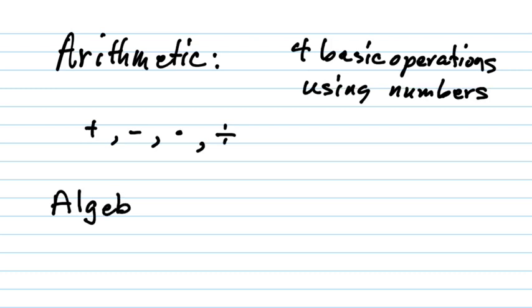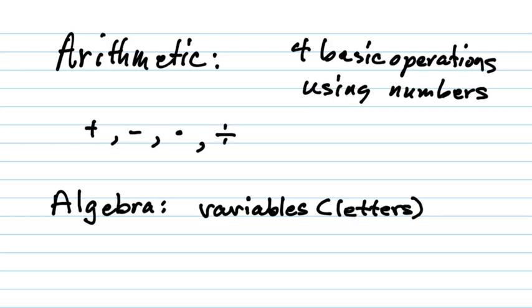in algebra, we introduce one more item that changes it from arithmetic to algebra. Who can remember what that one item is? Variables. Excellent. I'm so pleased. Thank you. All right. And remember, variables are simply represented by letters. Exactly. And all those letters stand for is some unknown number.